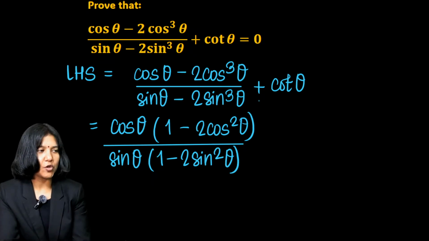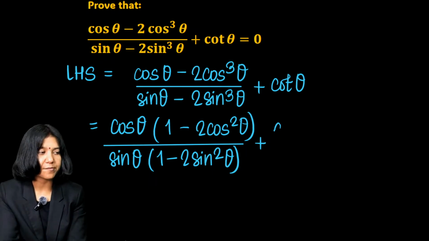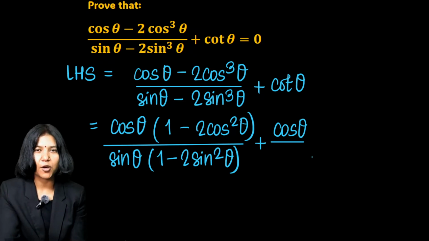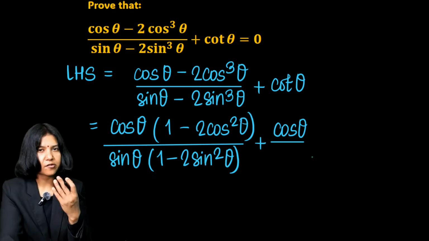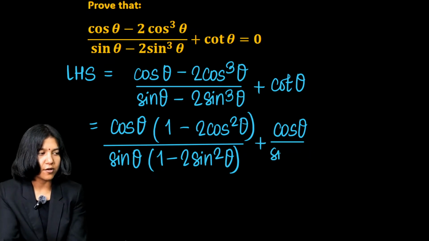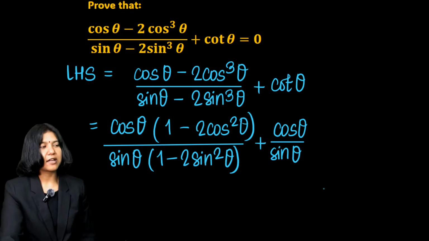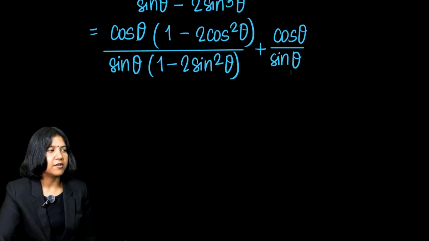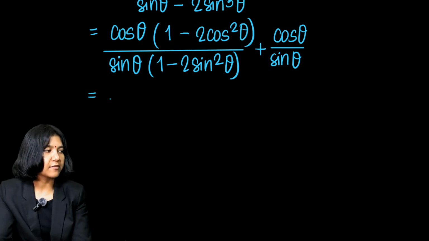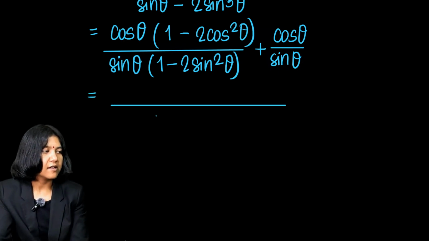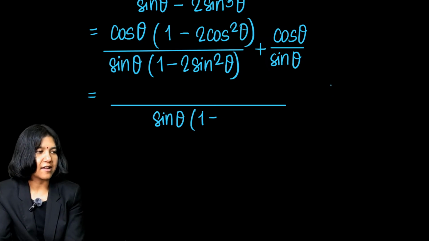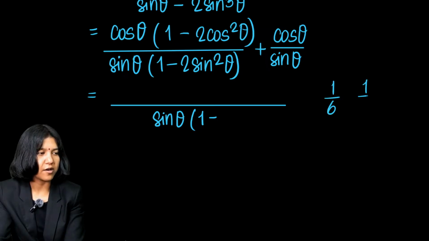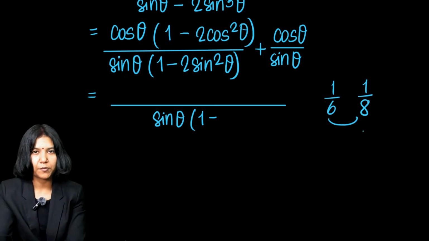Now, if you are also someone who thinks this cot could be simplified to cos upon sine: cot is the reciprocal of tan. So tan is simply sine upon cos, and the reciprocal of sine upon cos is cos upon sine. So you can go ahead and do that. Now you look at the two denominators, they do have something in common. When two denominators have something in common, you write the common part once and the non-common part as it is. Just like, for example, if you have 1 upon 6 and 1 upon 8, the LCM of this is not 48.